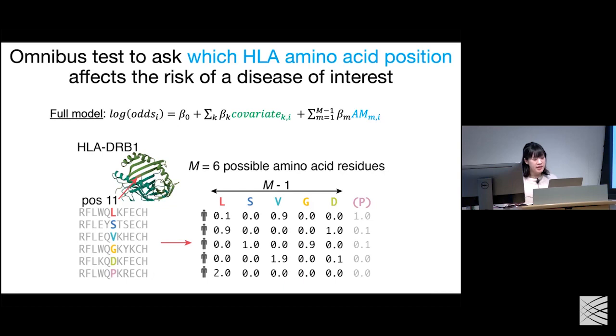We can encode these individual amino acid residues from the imputed amino acid dosage from the HLA imputation, like this matrix here, where each column represents an amino acid residue, like L, S, V, G, D, and P, and each row represents an individual. So each row should sum up to 2 because we have 2 copies of DNA. Then we can feed this matrix, showing how each individual has amino acid residues for position 11 of the HLA-DRB1 gene, into this logistic regression model, dropping the final column P because it can be determined from the remaining 5 columns by summing up these 5 columns and subtracting from 2.